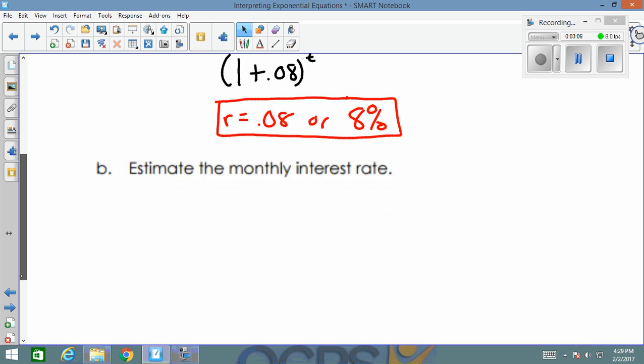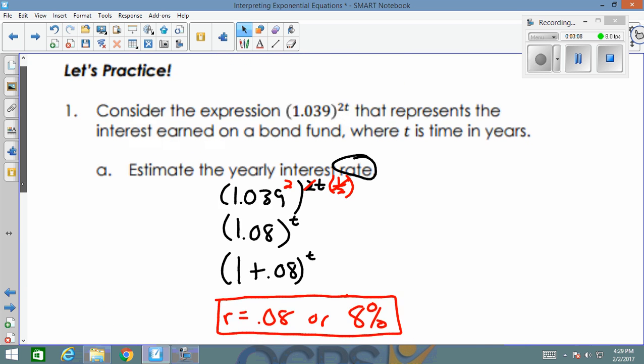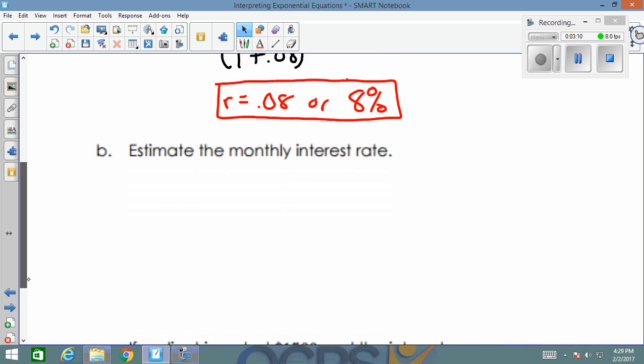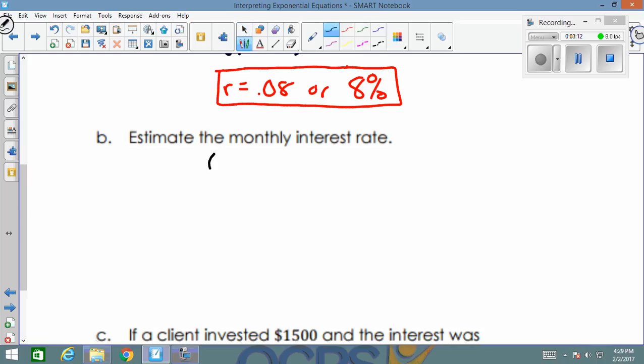Okay, then it wants the monthly interest rate. So again, it's 1.039 to the 2t. And we need to make this 2 here now a 12, because we're doing 12 months, because we're looking for the monthly interest rate. Okay, so to do that, we're going to multiply by 6. So in here, we're going to raise this to the 1 over 6 power, because we always do the flip version of what we do on the outside.